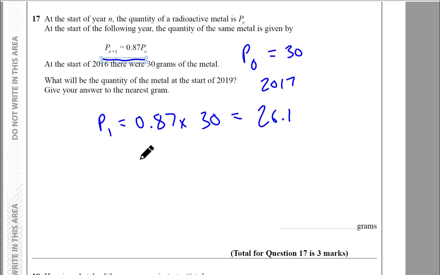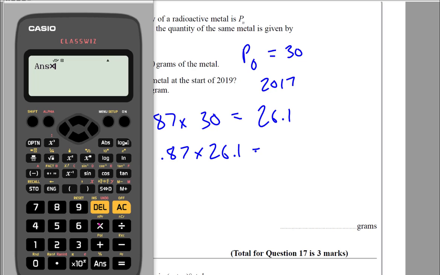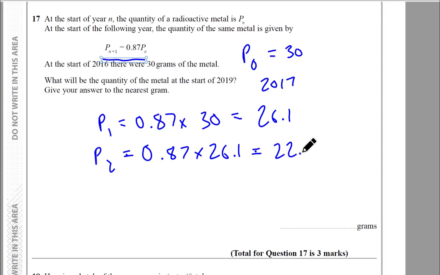That's going to get you 1 mark right then. So P2, you're subbing this value back in to this formula. So you've got 0.87 times 26.1. So last answer on my calculator times 0.87, 22.707.